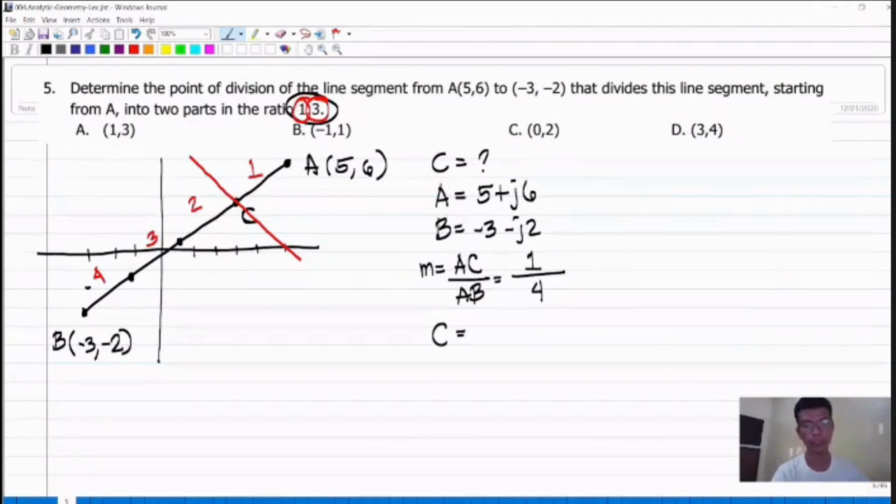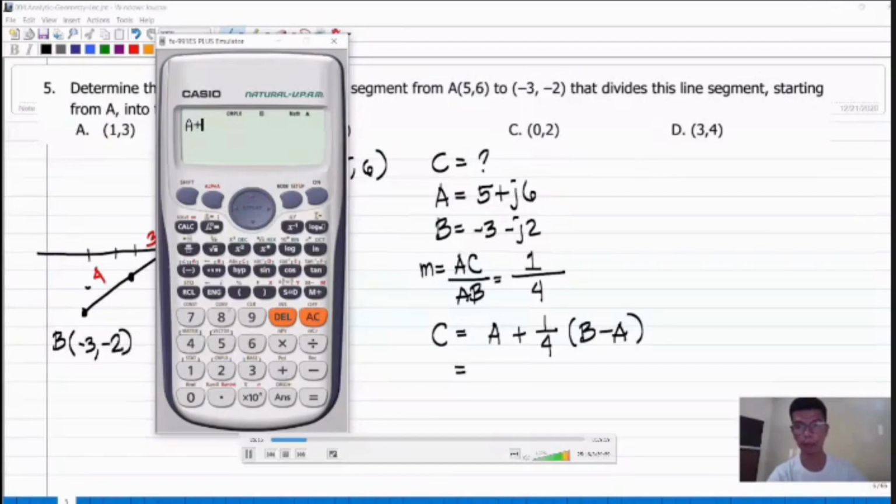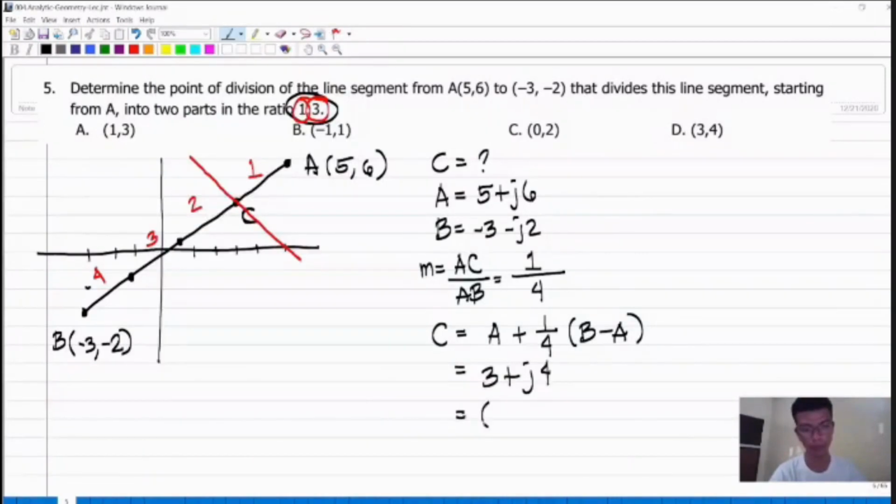So store muna natin yung 2 points A and B. So if 5 plus 6i, so that will be stored into A. And then negative 3 minus 2i, ayan naman ay mai-store kay B. So our point C will be alpha A plus the M, which is 1/4, multiplied to alpha B minus alpha A. The answer is 3 plus 4i. 3 plus j4. So converting this one or rewriting this one into coordinates form, that will be 3 and positive 4. So letter D.